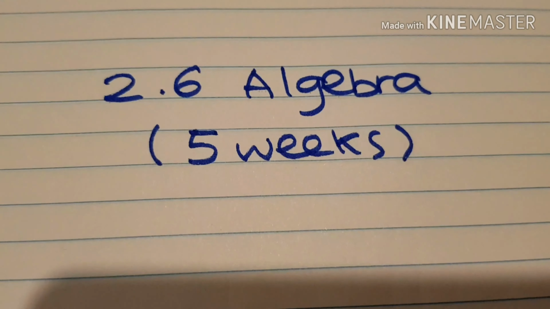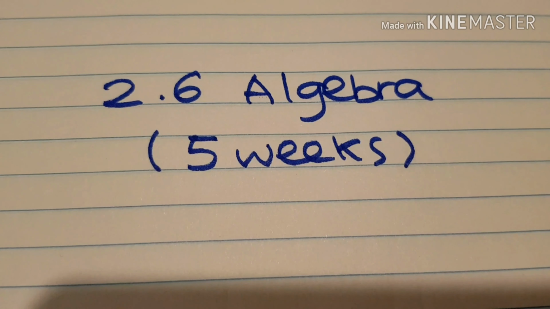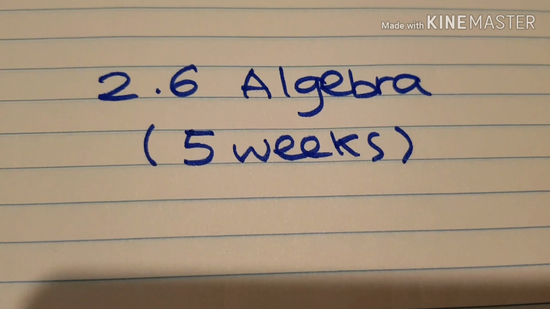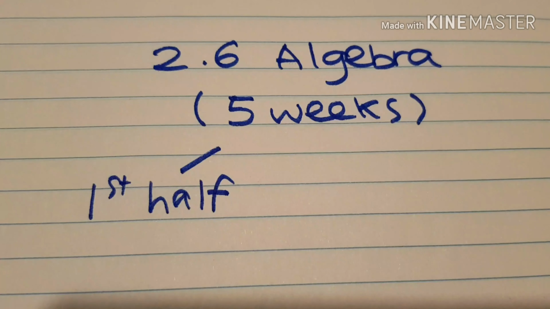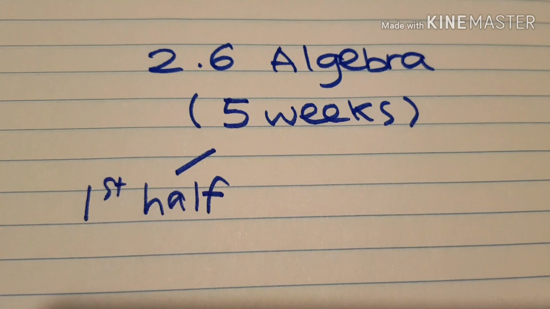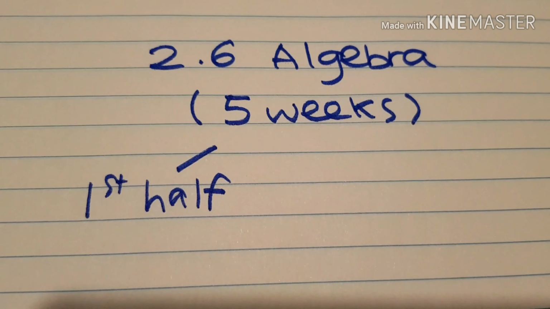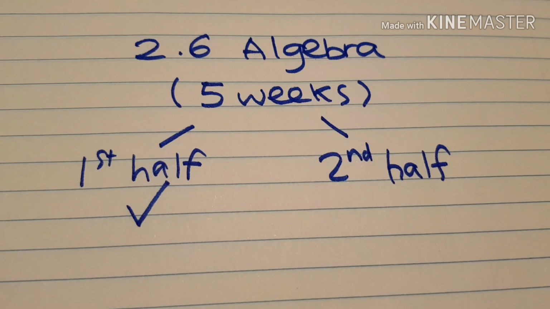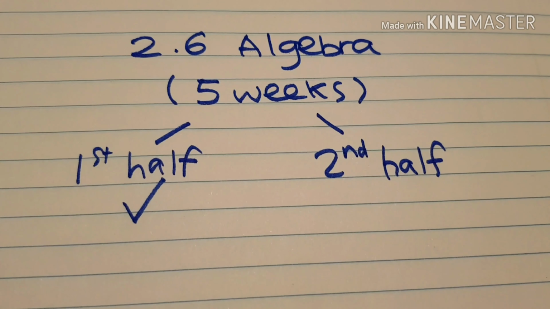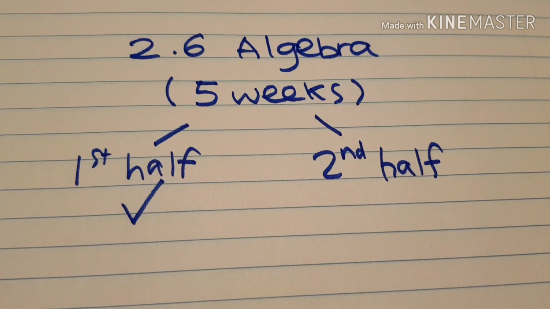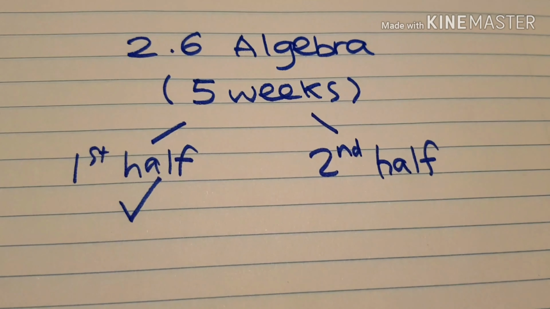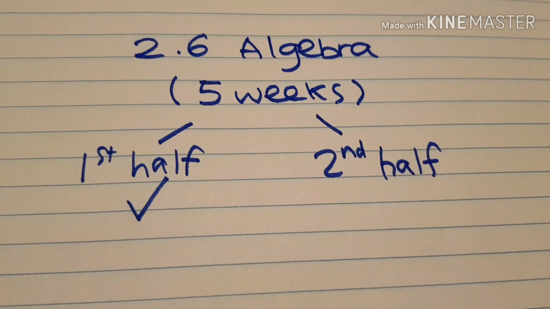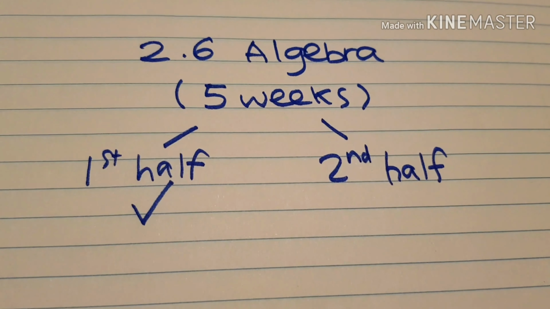Shin's math class. We will be covering 2.6 algebra, which is one of the external topics. We're going to learn it for 5 weeks. We already covered the first half of the content in term 1, and we'll be covering the second half in these 5 weeks. After that, you will be having a topic test on this entire 2.6, which will include the first half and the second half of the algebra.